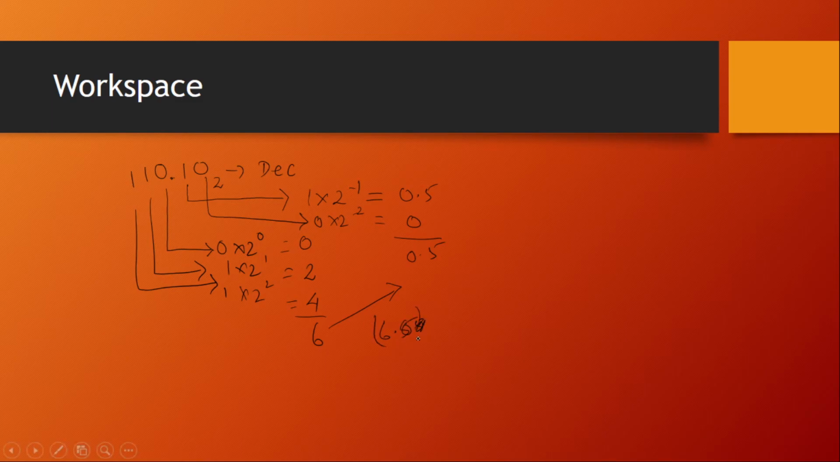Okay, so 6.5 is the final value, which is the decimal number here. So moving further, let me convert this back for you. You want to convert a decimal number to a binary number, but this time the decimal number is a fractional number. So how do we do it?